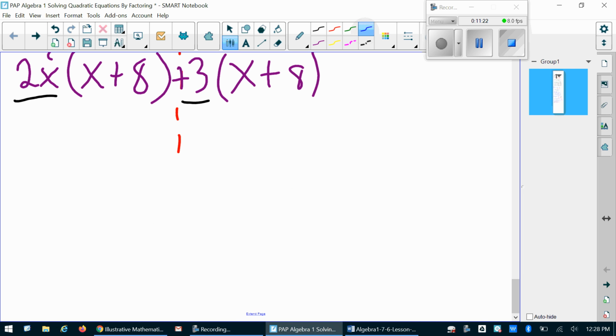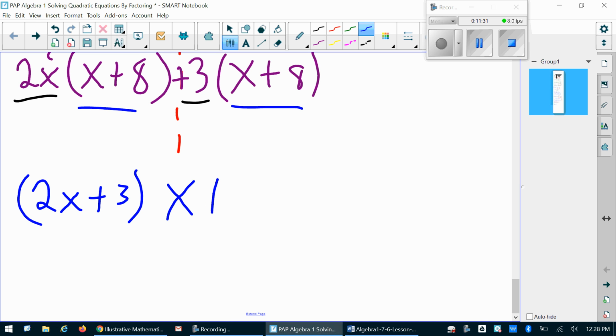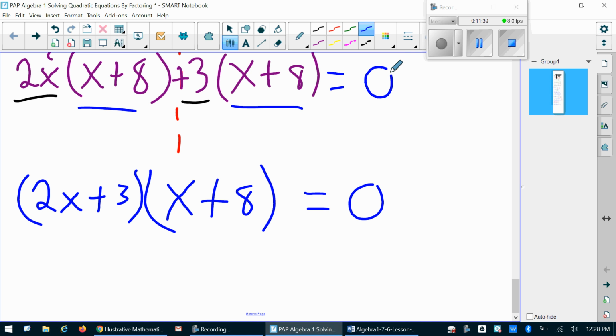So I'm going to have 2x plus 3 times whatever I had in the parentheses already, which is quantity x plus 8, all equals 0. Remember, this is an equation, so that equals 0 technically needs to keep sliding down as we go through the problem.